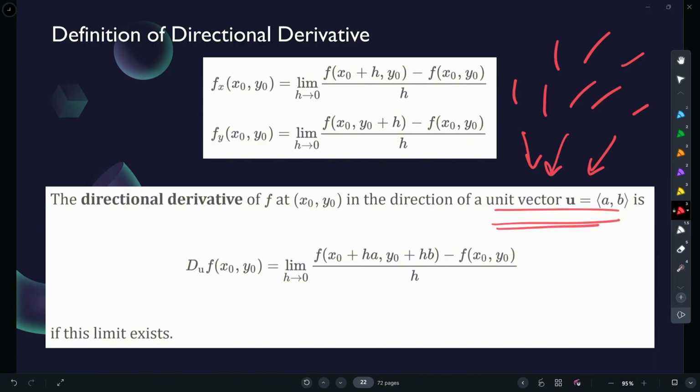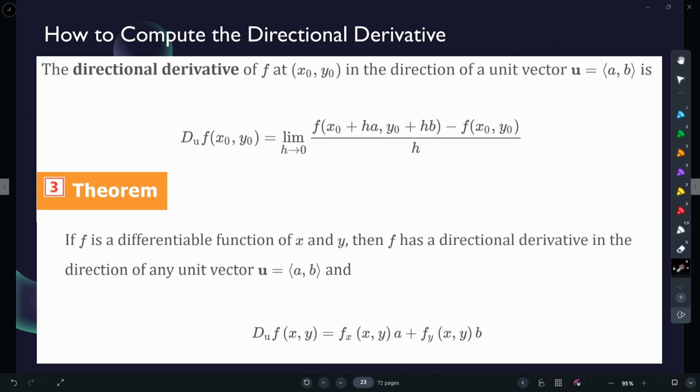If I have a unit vector, then what I'm going to do is run values along the line in the direction of that unit vector. When I move x and y at exactly this pace, they are approaching the point x naught, y naught in the direction of that unit vector. How do we actually do that? It turns out that once you know the two main directions, you can come up with any of the directions.